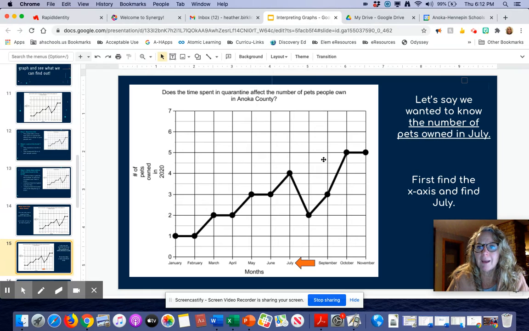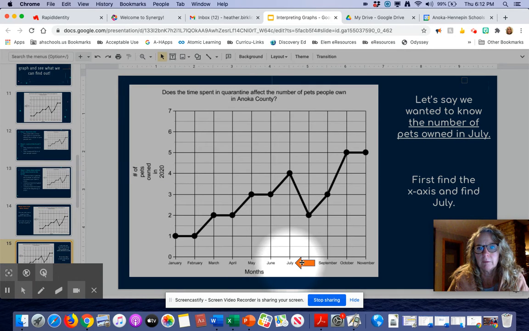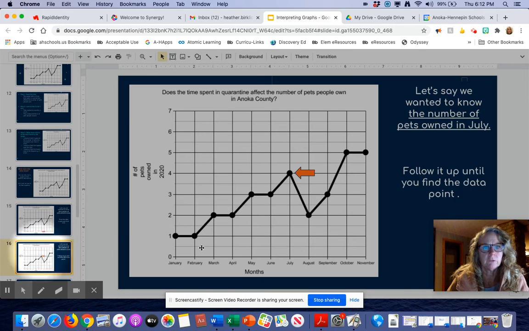So first we're going to find on the x-axis the month of July. So you can see right here, okay, the month of July. And then what we're going to do is follow that up. And I'm going to go over here and click on this one. Then we're going to follow that up to here.